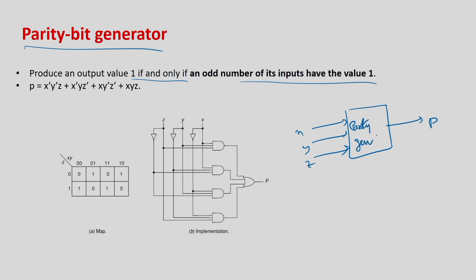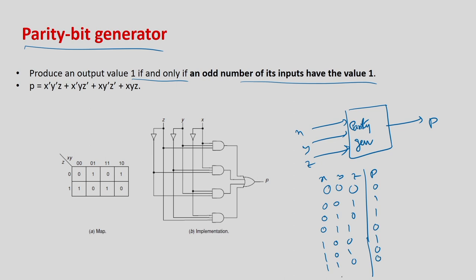And then you can construct the truth table, for example 0, 0, 0 for x, y and z. What is the output? The p is 0. If it is 0, 0, 1, it is 1; 0, 1, 0, it is 1, because the number of 1s is odd; then 0, 1, 1, it is 0; 1, 0, 0, it is 1; 1, 0, 1, it is 0; 1, 1, 0, it is 0; then 1, 1, 1, it is 1.